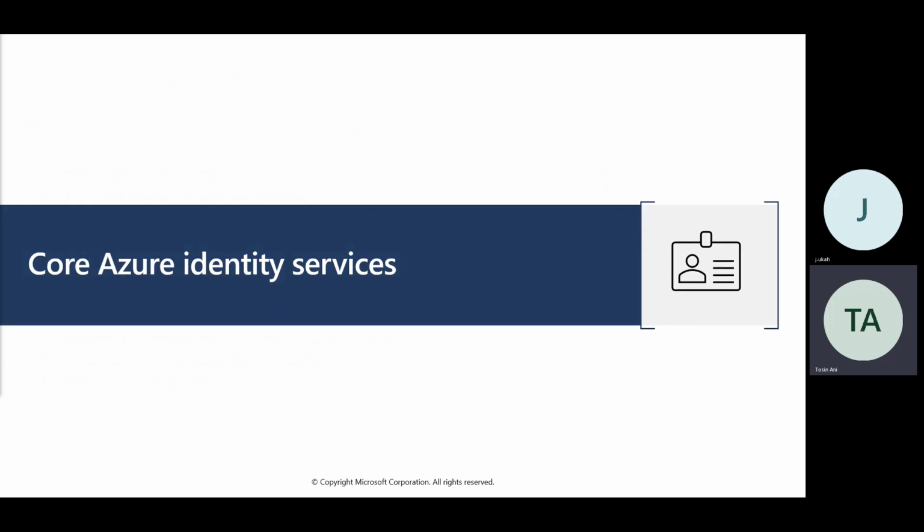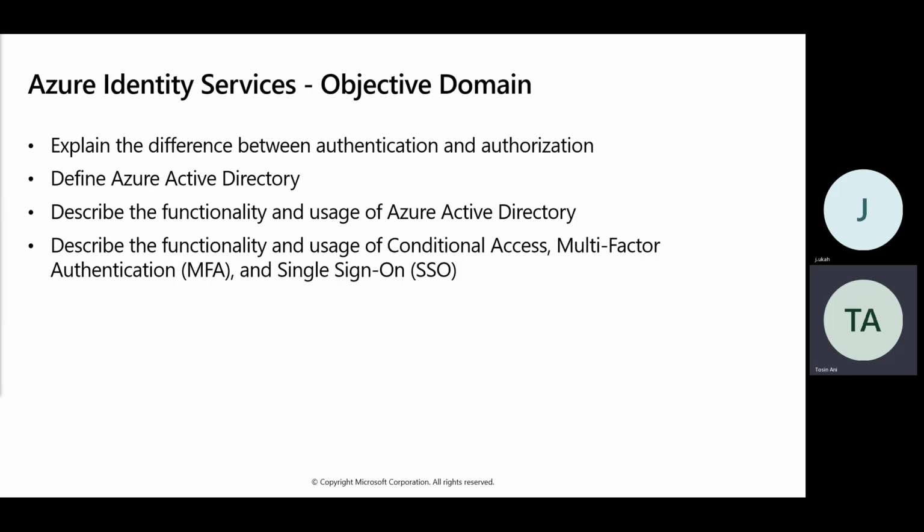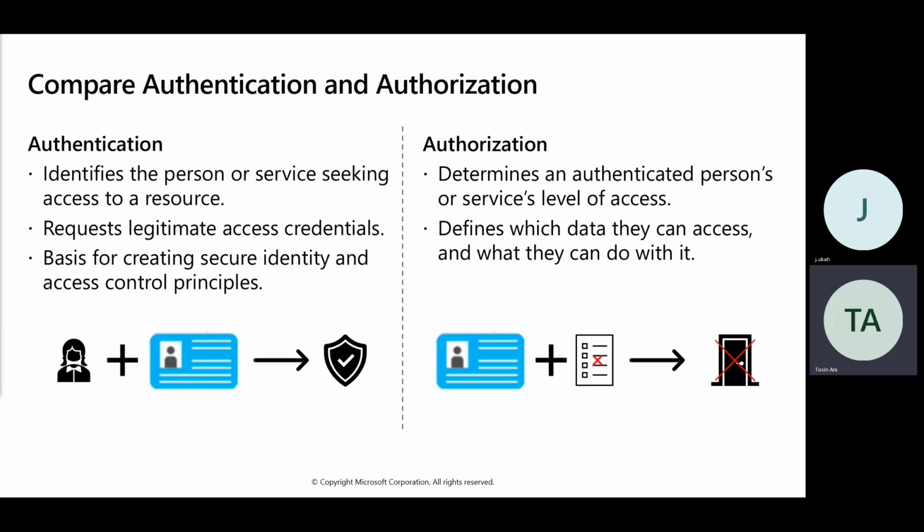Now let's start with the core Azure Identity Services. This is where we are going to learn the concept of authentication and authorization. In this module, we have the objective domain for Azure Identity Services. Like I said from the outline, we'll be explaining the difference between authentication and authorization, defining Azure Active Directory, describing the functionality and usage of Azure Active Directory, as well as describing the functionality and usage of CA, MFA, and SSO. Those are the things we will achieve in this training. So let's start with authentication and authorization.